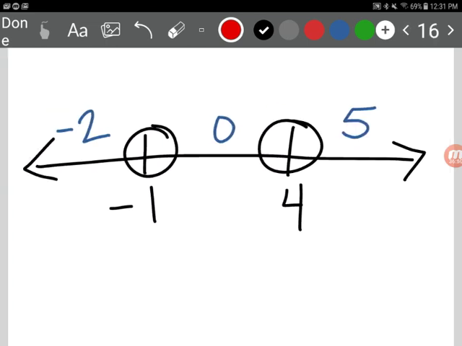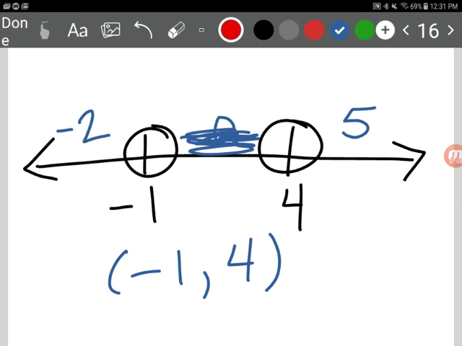So if you go back to your table, your number line, where 0 is, the statement is true. And that's where I shade. So my answer, I want to write it in interval notation. I'm going to start at -1 and end at 4. You start and end wherever your circles are located, okay? And that is how you do those problems.